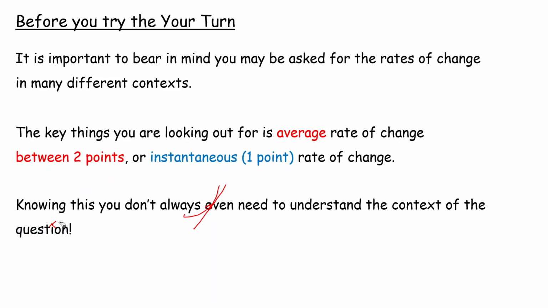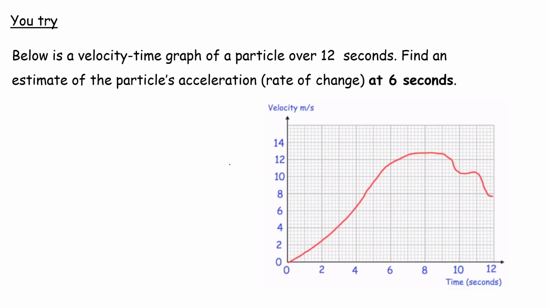Okay, so yeah, there we go. Knowing this, you don't always need to understand the context of the question. You just need to recognize between 2 points is average, instantaneous is 1 point. So let's try this one here. It's going to be hard for you to try this, isn't it? Because you haven't got the graph in front of you, but you can think about what you would do here.